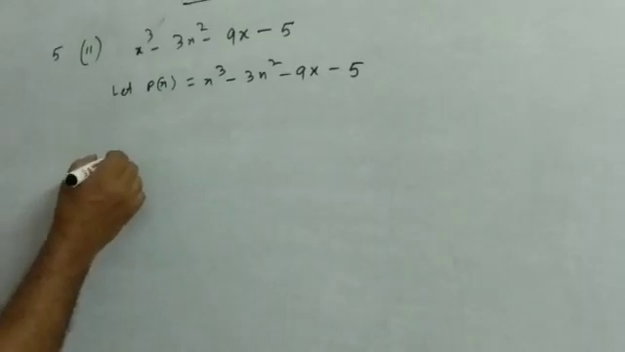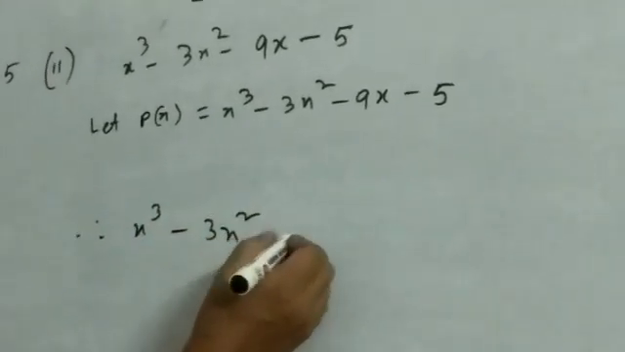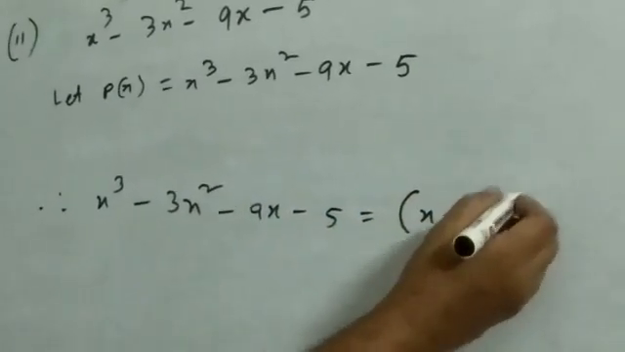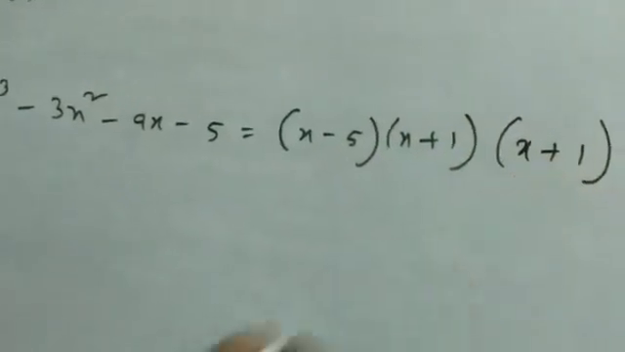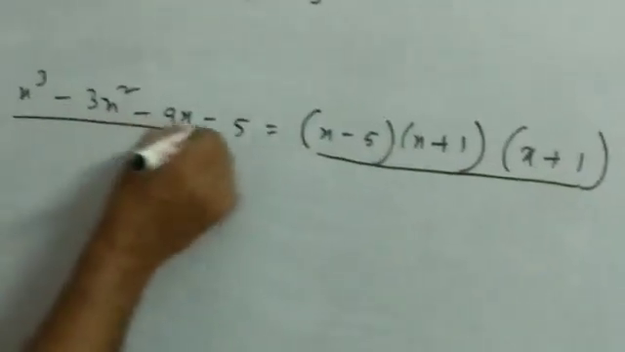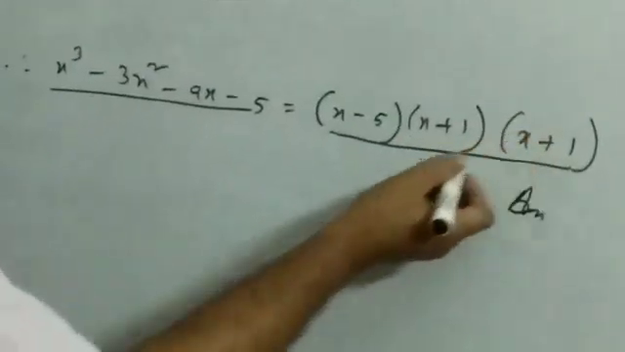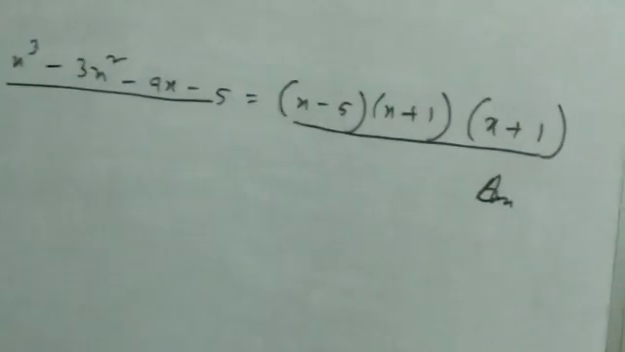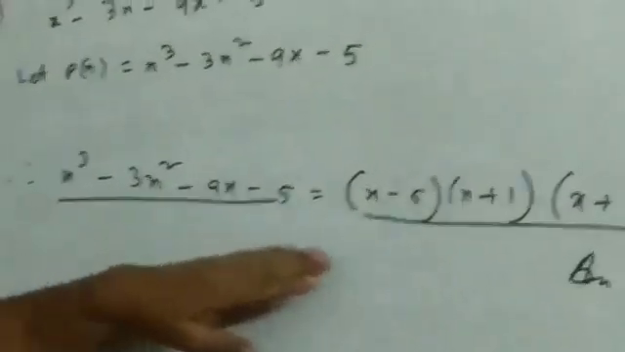We write the answer. So therefore, x cube minus 3x square minus 9x minus 5 is equal to (x minus 5)(x plus 1)(x plus 1). So these are the factors of this polynomial, meaning it is factorized. This is the answer. Some factors may be the same, or all may be different, but we'll get 3 factors. Clear? So it is factorizing.